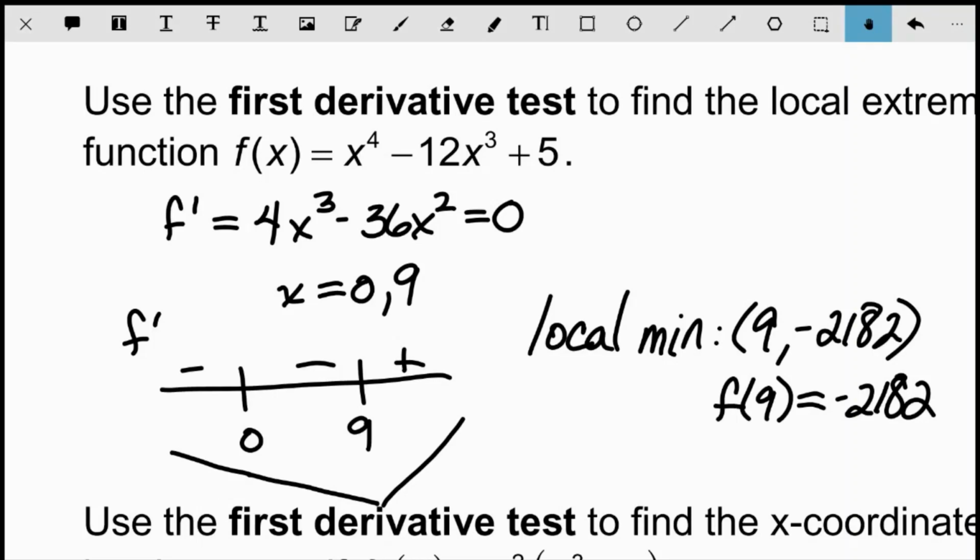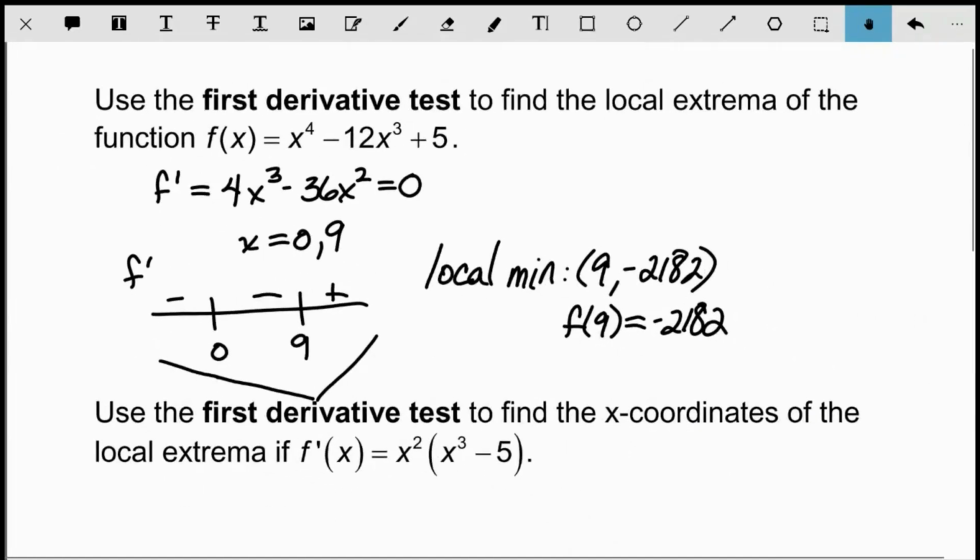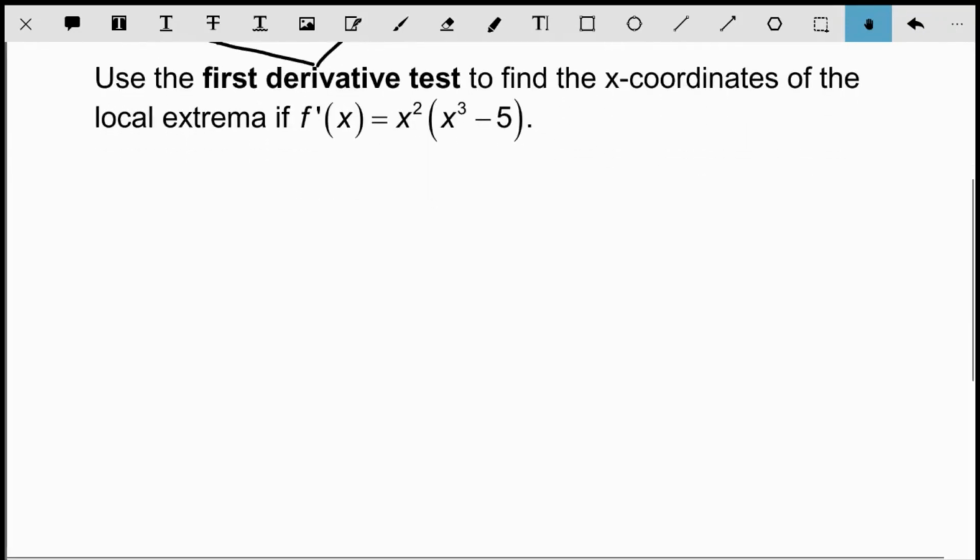So that's all you have to say, and that's what my sign chart is showing. But what I'm asking you to do is explain what the sign chart actually says. So keep that in mind. You've got to actually explain that in words. It's just a brief statement, but you actually have to write out the statement that explains that.